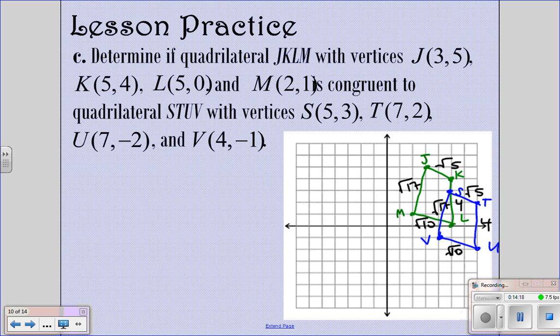Okay, so these quadrilaterals are congruent because their side lengths are congruent. It's just shifted to the left 2 and down 2. So those are congruent quadrilaterals.